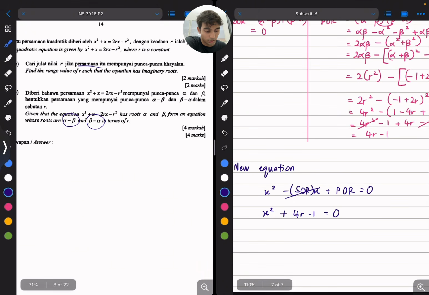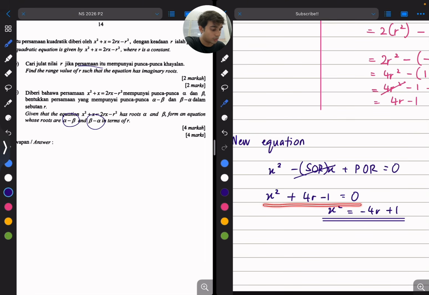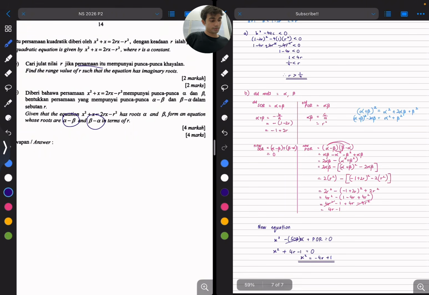Form an equation whose roots are, okay. So this will be our equation. If you want to write x square equals to negative 4R plus 1 also can. Anything, as long as it's equivalent to this, it's accepted. So this will be our new equation.